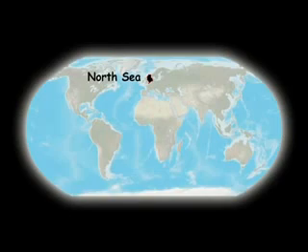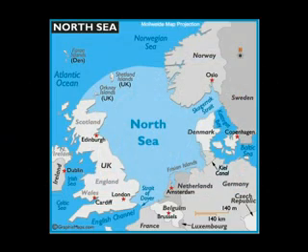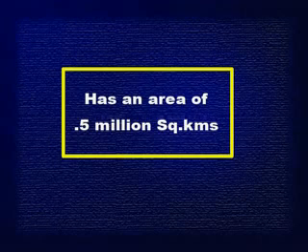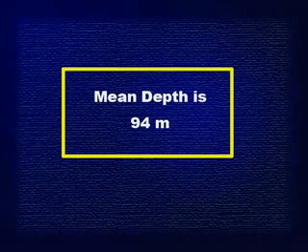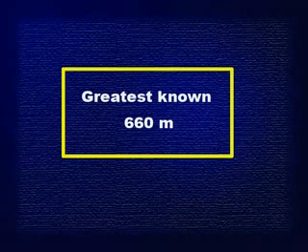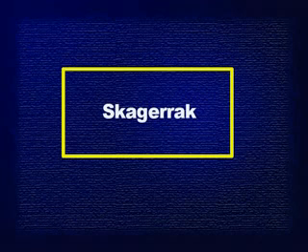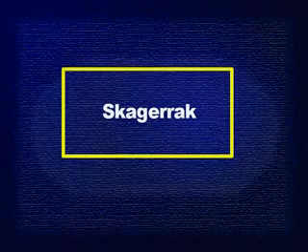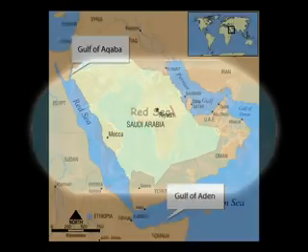Next comes the North Sea. The North Sea has an area of about 0.5 million square kilometers with a mean depth of about 94 meters only. The maximum depth of the North Sea is about 660 meters, which is located at Skagerrak point of the North Sea. The 12th sea is the Red Sea.